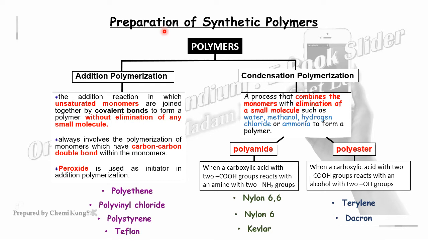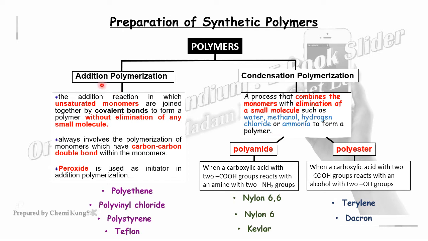Next, we are going to study about the preparation of synthetic polymer. So there are two types of synthetic polymer. The first one is addition polymerization. The second one is condensation polymerization. So what is the difference between these two types of polymerization? The obvious one is addition polymerization, in which unsaturated monomers are joined together by covalent bond, without eliminating any small molecule. But condensation polymerization is a process that combines the monomers with elimination of a small molecule, which can be water, methanol, hydrogen chloride, or ammonia, to form a polymer.